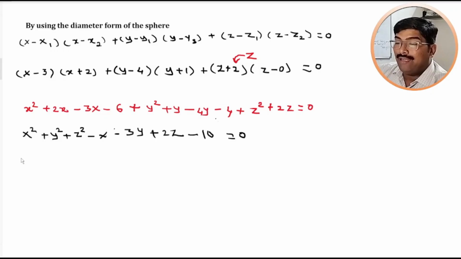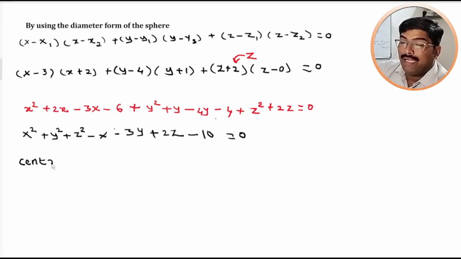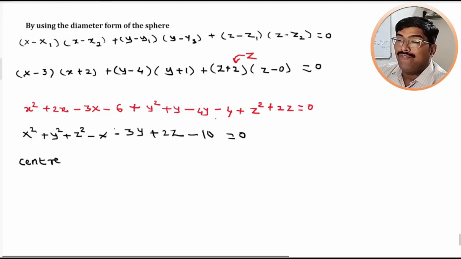Now we have to find the center of the sphere. So I will write directly the center of the sphere by dividing the coefficients of x, y and z by minus 2. The condition is the coefficient of x square, y square and z square is equal to 1. So here the coefficient of x square is 1, coefficient of y square is 1 and coefficient of z square is 1. So now we can write the center directly.